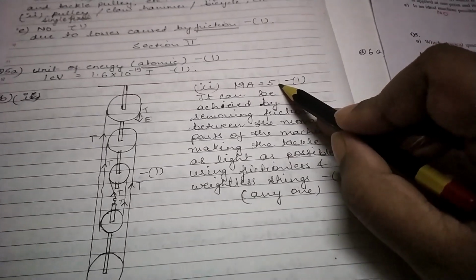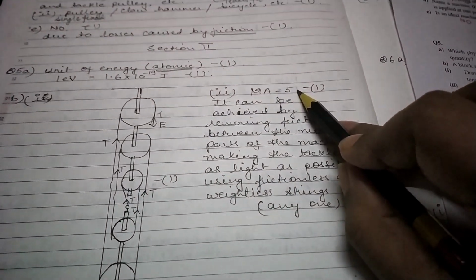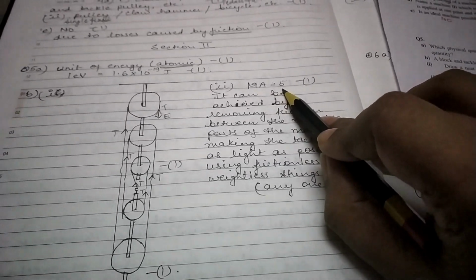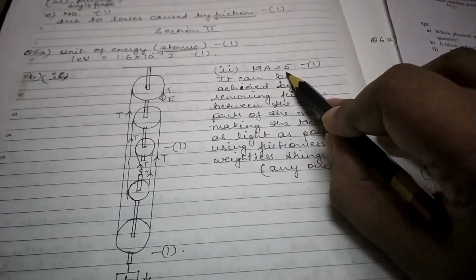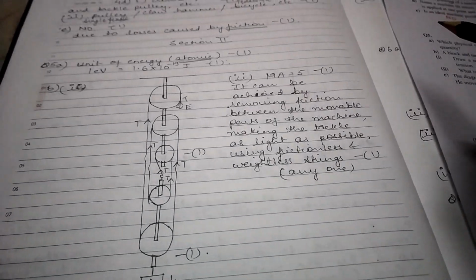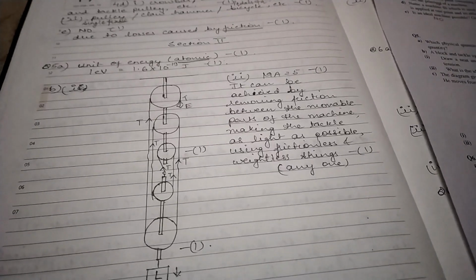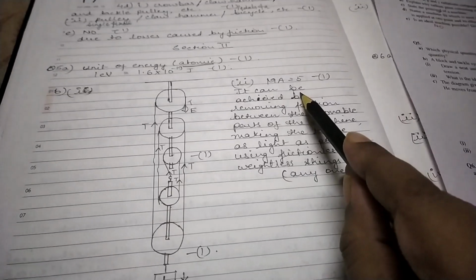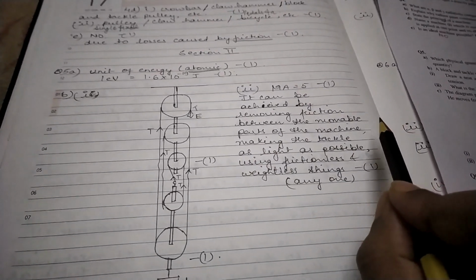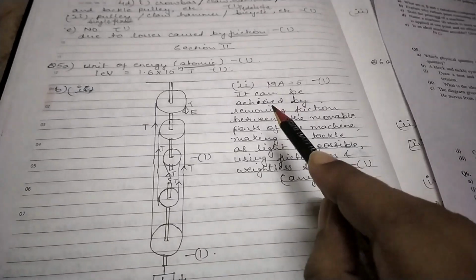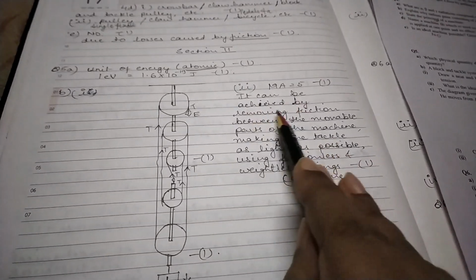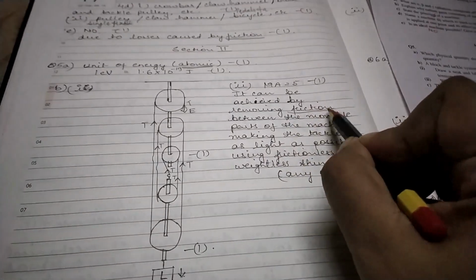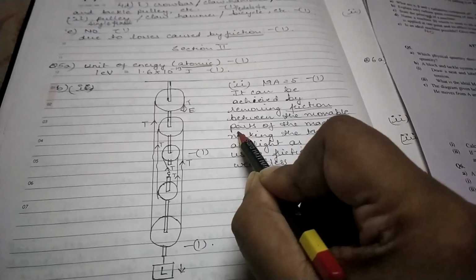Part 2 of the question says, what is the ideal mechanical advantage of this pulley system? So the answer is 5, because ideally VR, that is the velocity ratio, and mechanical advantage are same. Now, under ideal situations there shouldn't be any losses due to friction. So it can be achieved by removing friction between the movable parts of the machine. So this is the keyword of the answer.